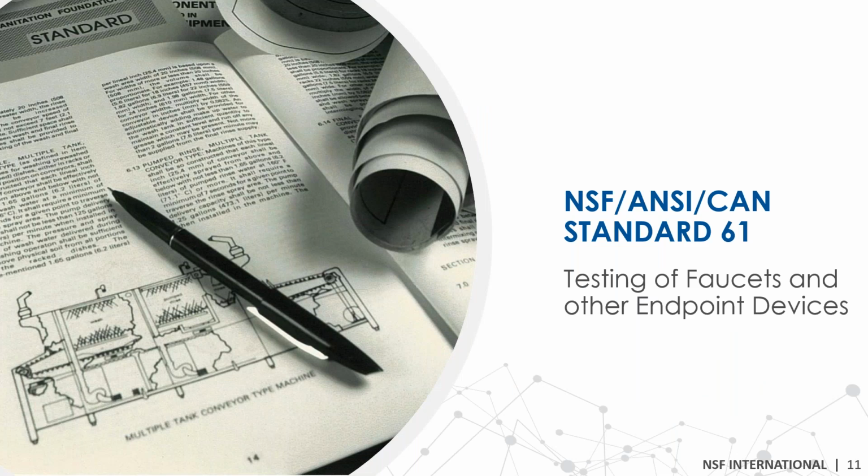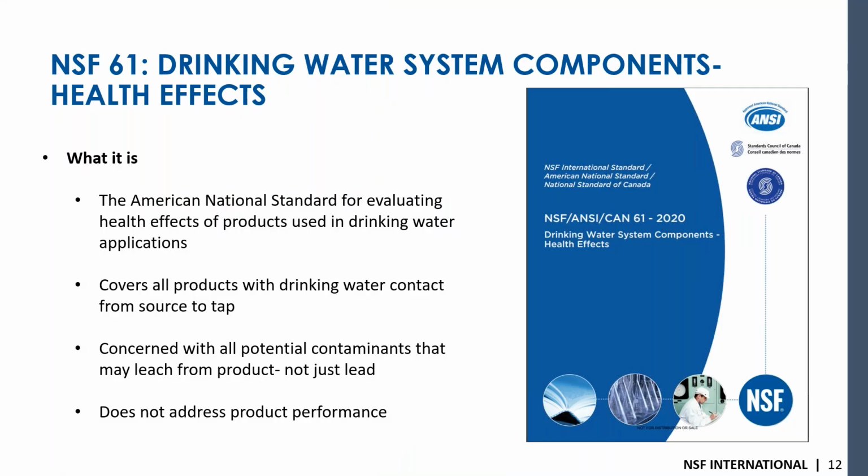So getting a little more detailed, I'd like to start talking about NSF ANSI CAN Standard 61 in a little more detail at this point. Specifically today, we're going to be speaking of how faucets and other endpoint devices are tested. So Standard 61 is the American national standard and now the Canadian national standard as well for evaluating the health effects of products used in drinking water applications.